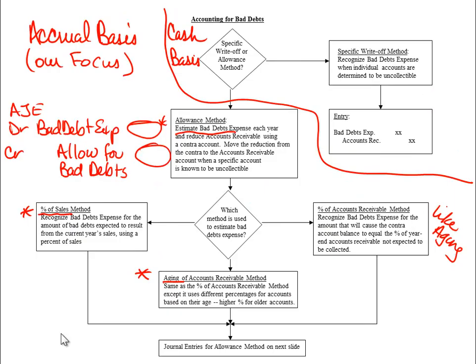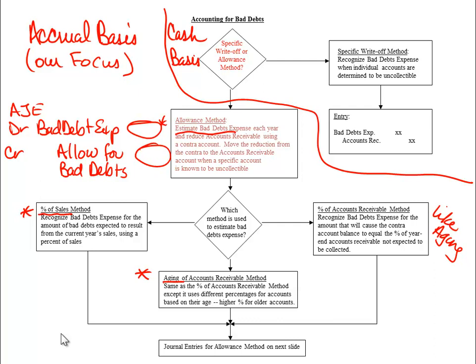Where we're going to spend most of our time is under the accrual basis. And this slide compares and contrasts the cash basis, which is also called the specific write-off method, up in the corner, or the accrual basis, which is our focus. It says at the end of every year, because we have accounts receivable, because we have credit sales, we need to estimate an amount that we don't think is going to pay us in the future, based on our experience, and make an adjusting entry.